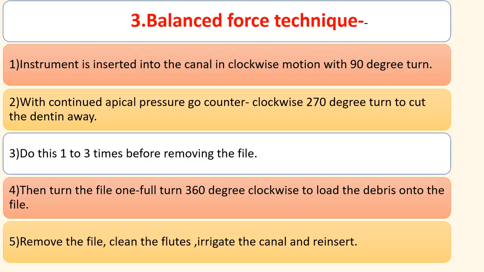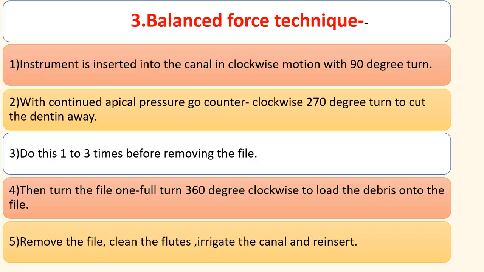And third is the balanced force technique. Here the instrument is inserted into the canal in a clockwise motion with a 90-degree turn. With continued apical pressure, go counterclockwise with a 70-degree turn to cut the dentin. Do this 1 to 3 times before removing the file. Then turn the file a full 360 degrees clockwise to load the debris onto the file. Remove the file, clean the flutes, irrigate the canal and again reinsert the file.